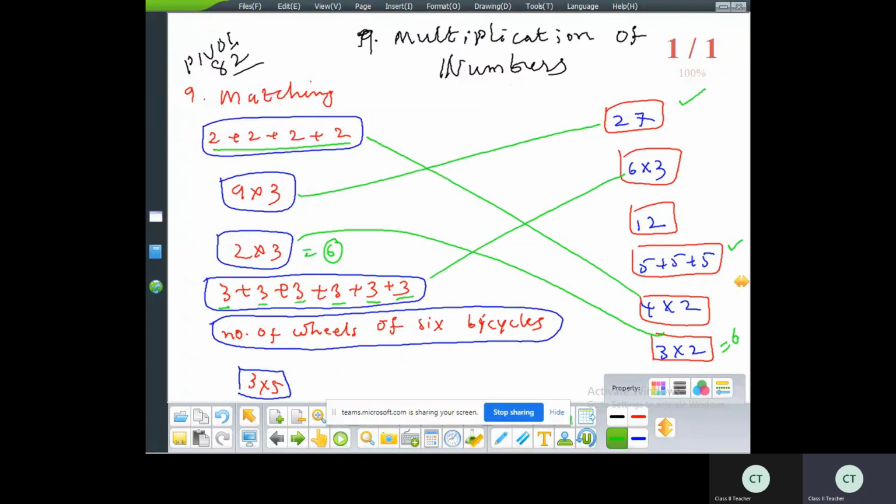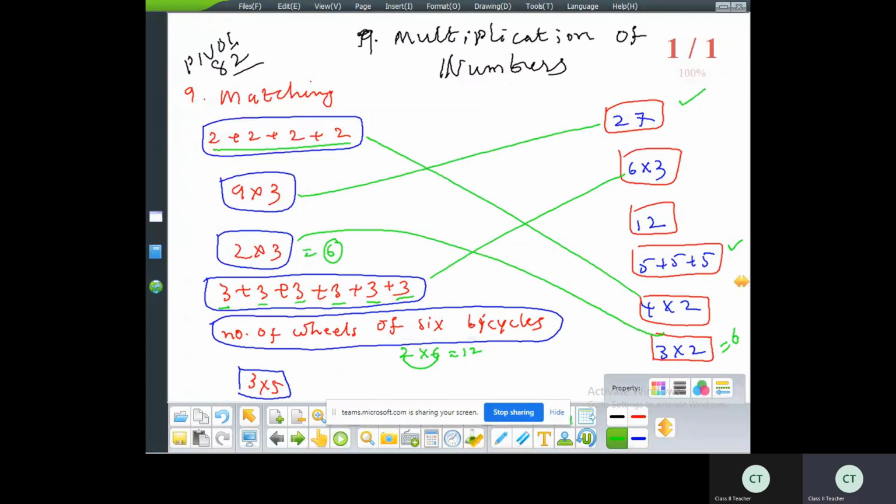Now, number of wheels of 6 bicycles. 1 bicycle has 2 wheels. There are how many bicycles? 6. 6 means 2 times of 6. 2 6s are 12 or 6 2s are 12.